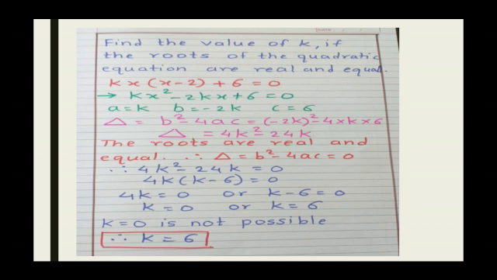Therefore, as the roots are real and equal, we know that b square minus 4ac delta value is 0. Therefore 4k square minus 24k is equal to 0. Now take 4k as the common term, and then in bracket remains k minus 6 is equal to 0. That is 4k is equal to 0 or k minus 6 is equal to 0. K is equal to 0 or k is equal to 6, but k is equal to 0 is not possible, because when we put k is equal to 0, then it will not be a quadratic equation. Therefore k is equal to 6 is the valid value.